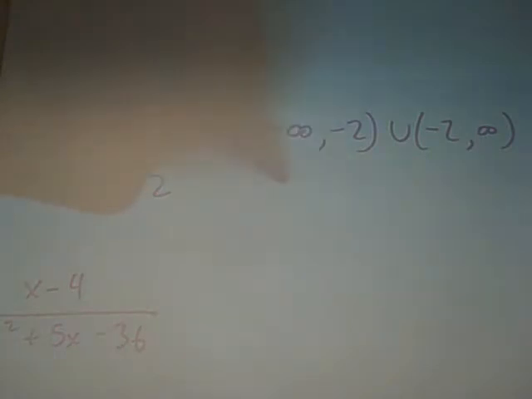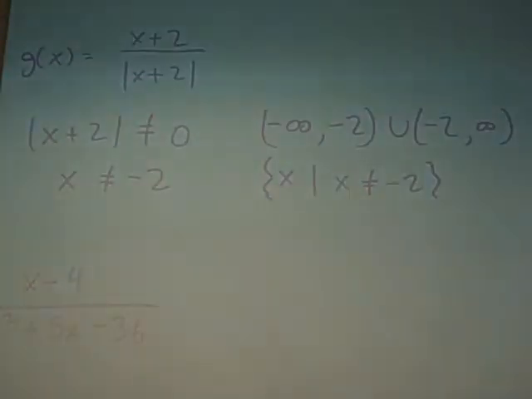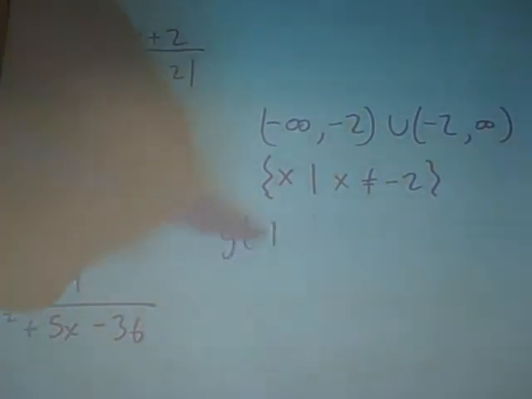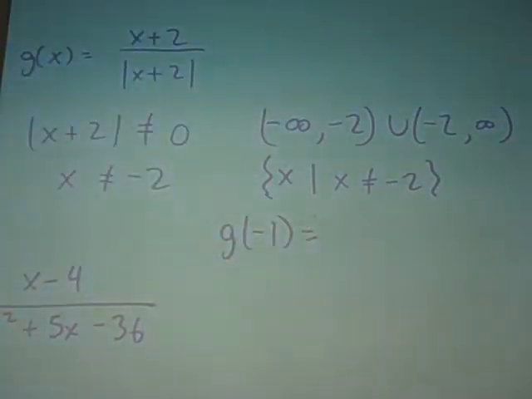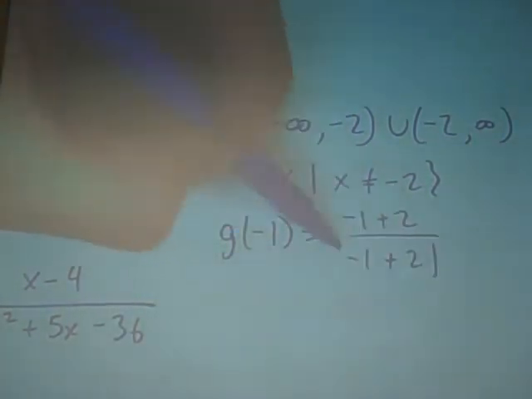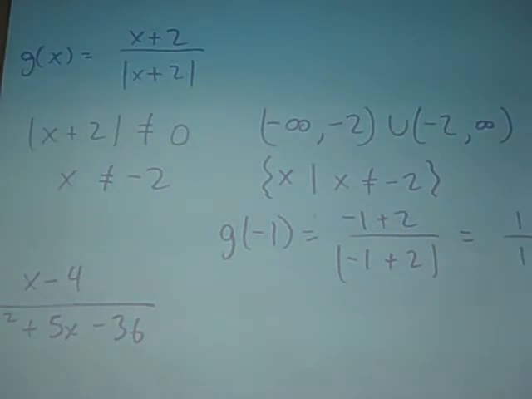Or you could write it this way. You could say all x's such that x is not equal to -2. So in set builder notation, sometimes the book writes it that way. And g of -1 is, we put in -1 plus 2, an absolute value in the denominator. So that's +1 over +1, which is 1.